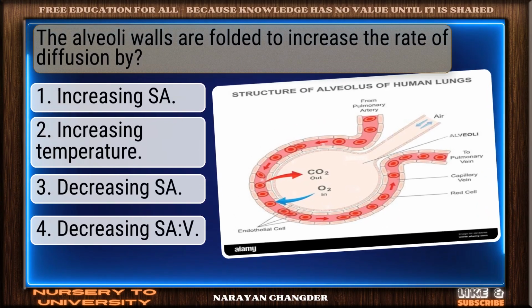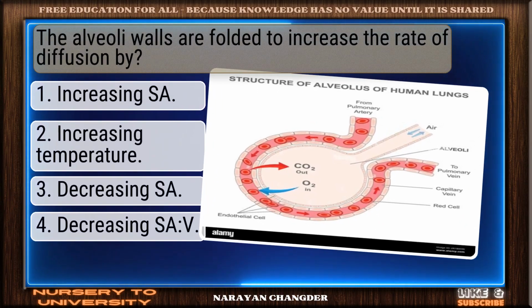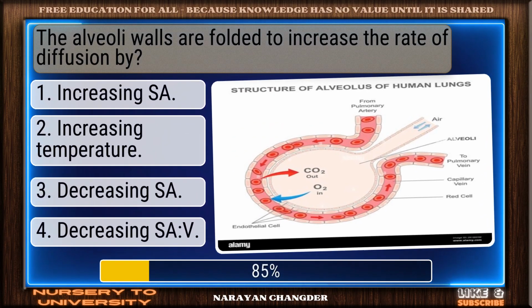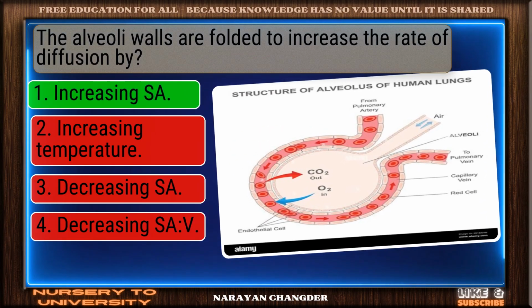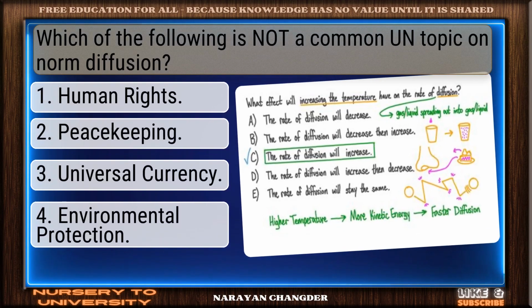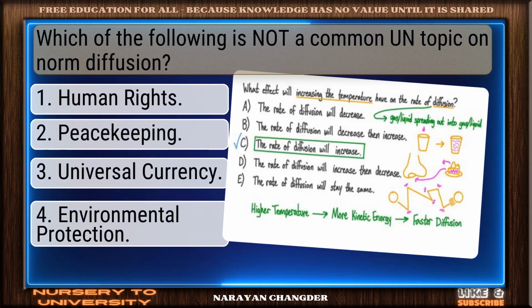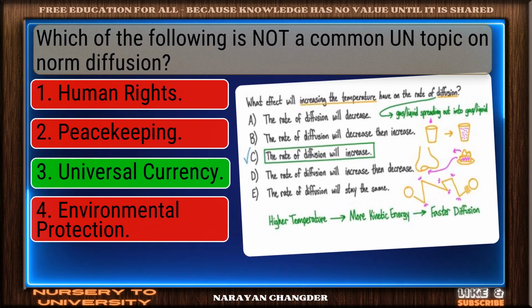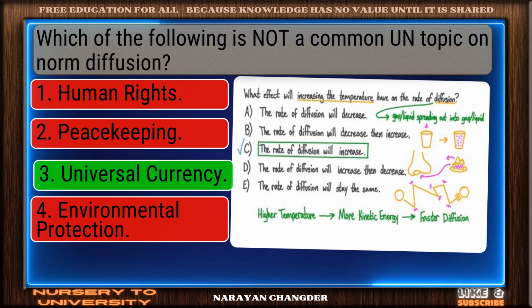The alveoli walls are folded to increase the rate of diffusion by... Well reasoned. Increasing surface area is the correct choice. Which of the following is not a common topic on diffusion? Valid point. Universal currency is true.